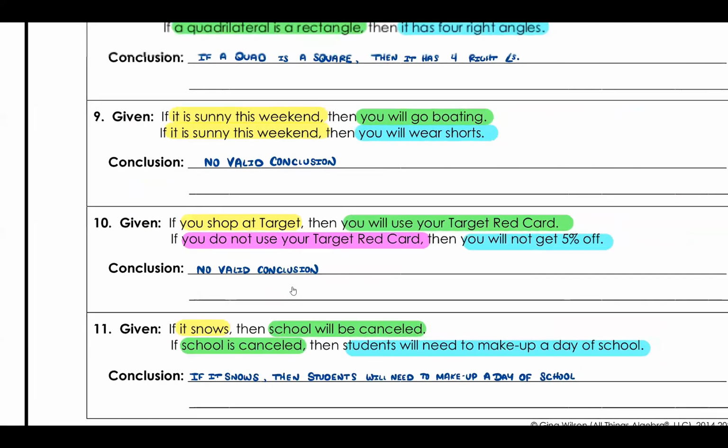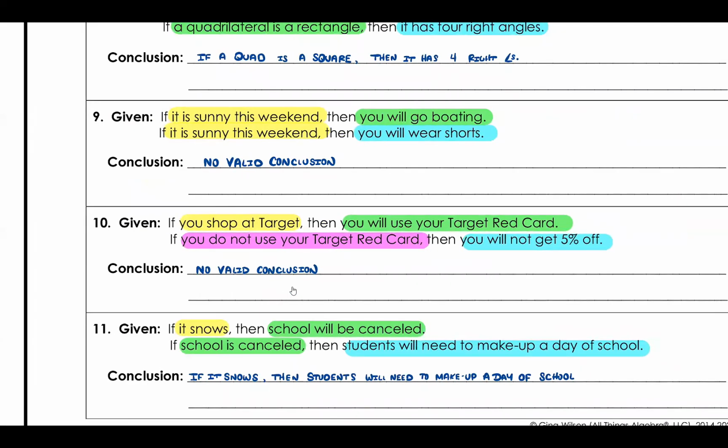All right. So that's our deductive reasoning, law of detachment, law of syllogism. You guys have my math lab. You have plenty of time, I think, to finish it and not have any homework tonight.